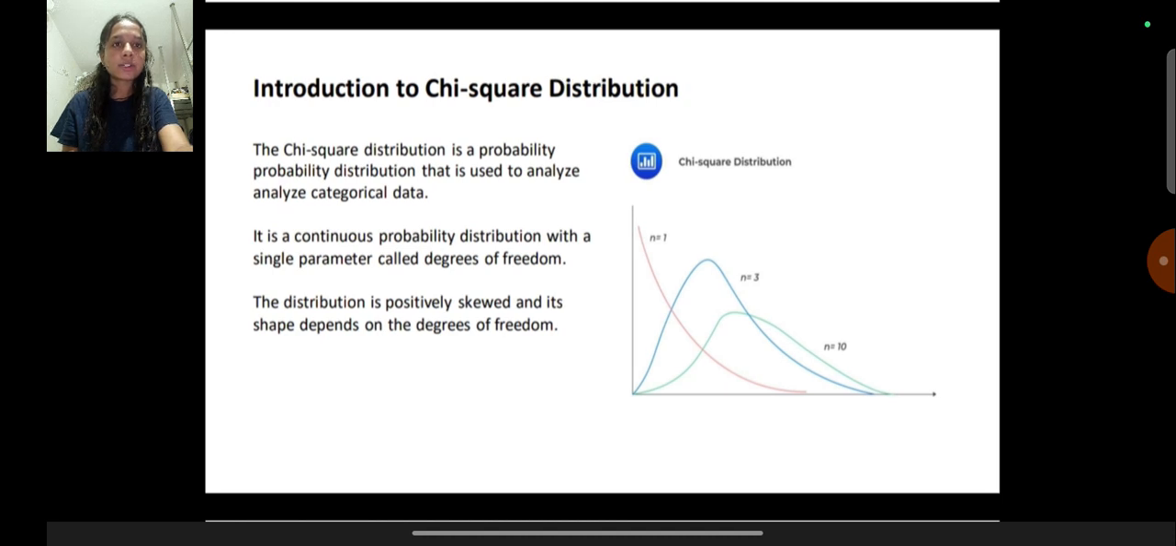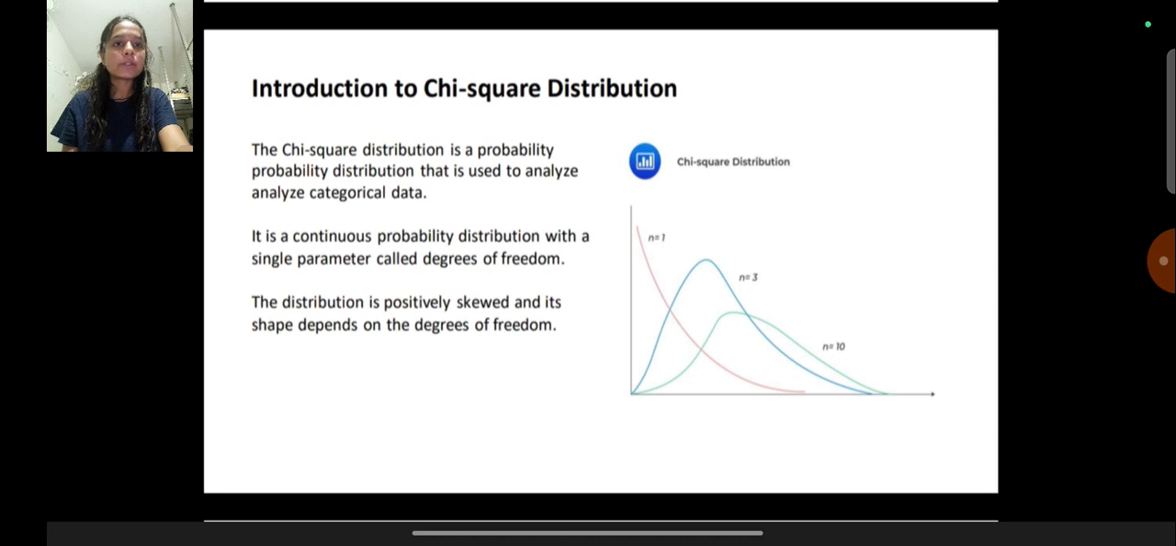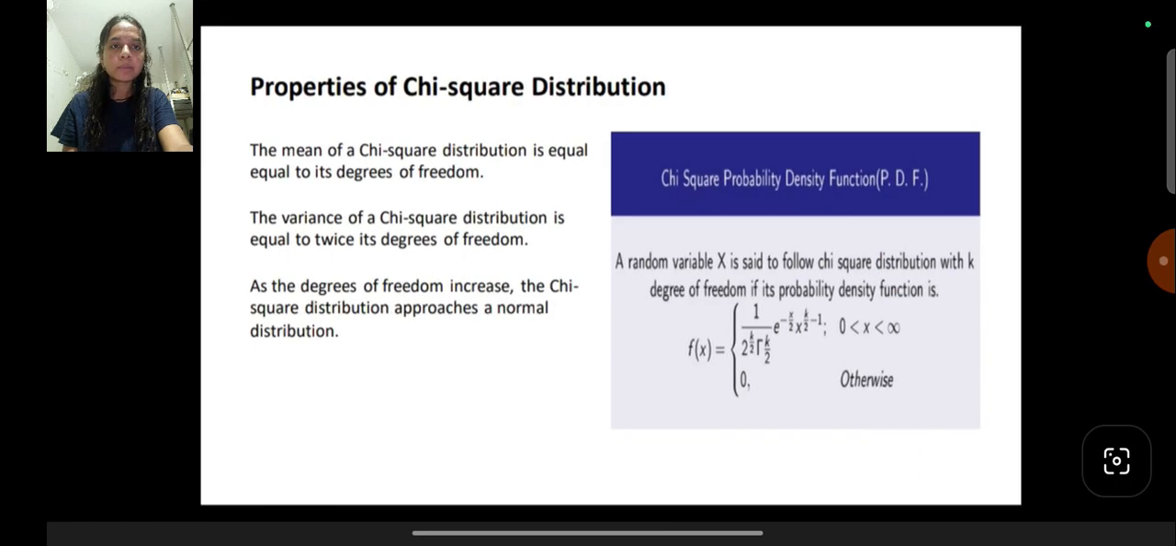The chi-square distribution is a probability distribution that is used to analyze categorical data. It is a continuous probability distribution with a single parameter called degrees of freedom. The distribution is positively skewed and its shape depends on the degrees of freedom. This is the introduction to chi-square distribution.